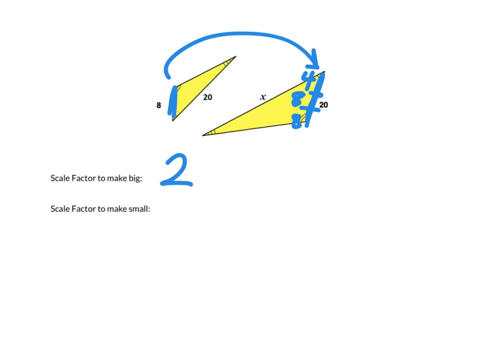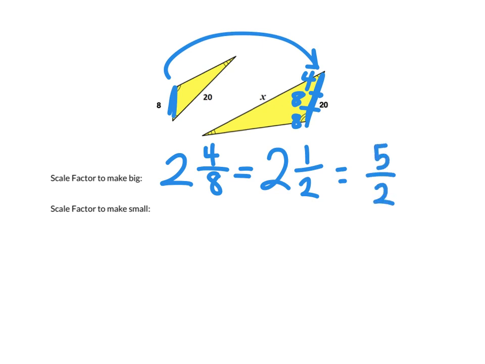And the last one is 4 out of 8, which would be equivalent to 2 and a half. Now, as an improper fraction, that's equivalent to 5 halves. So the scale factor to make it small would be 2/5.